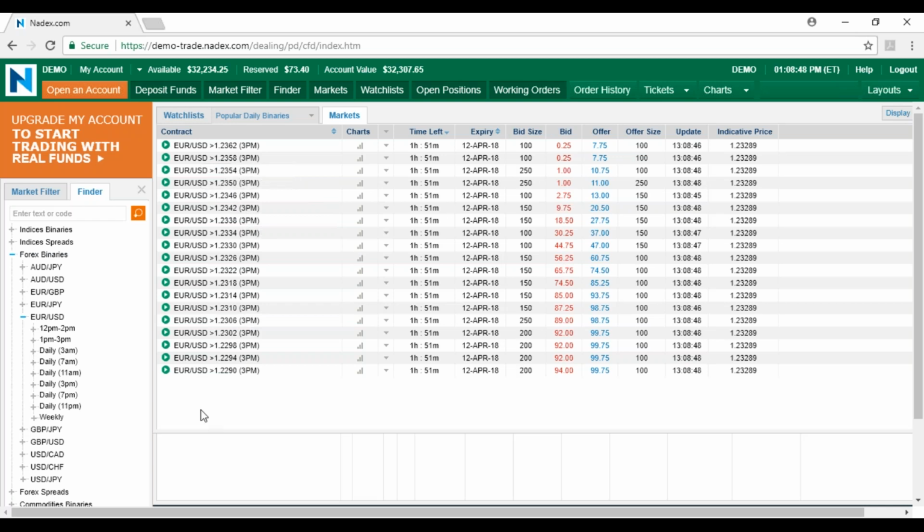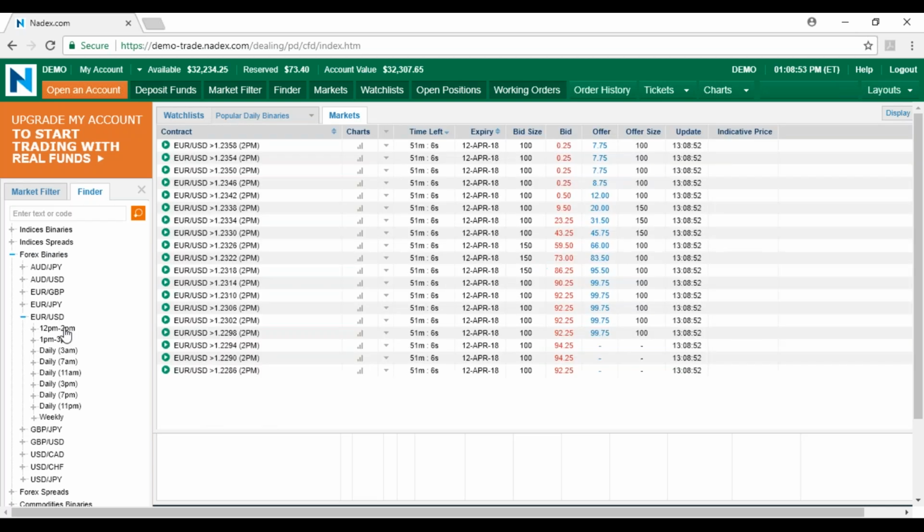So this is what we call the strike ladder. All right, we can go and open up the 2 o'clocks here, the ones that expire at 2 o'clock. We have the same situation here, the strike ladder. So any of these indices, forex, commodities, binary expirations we pull up, we'll see a strike ladder.